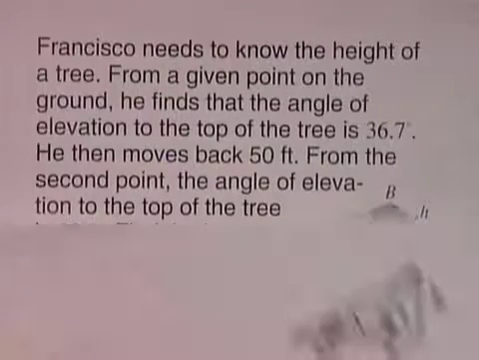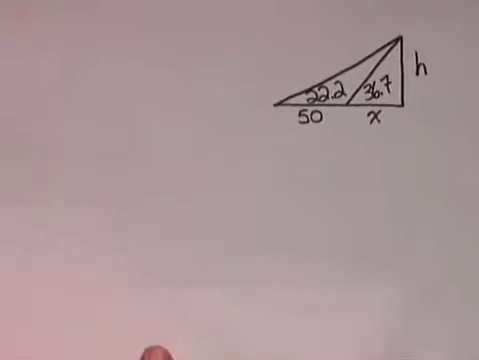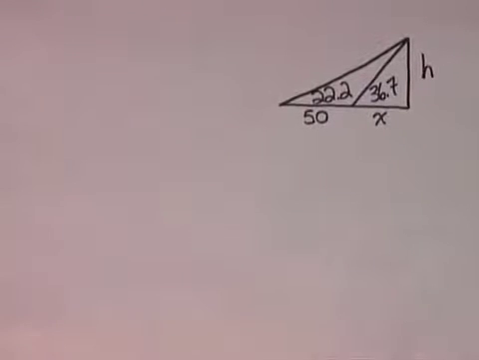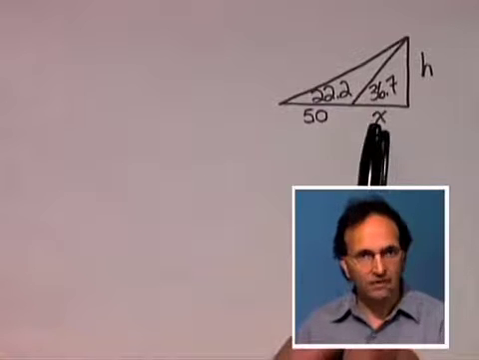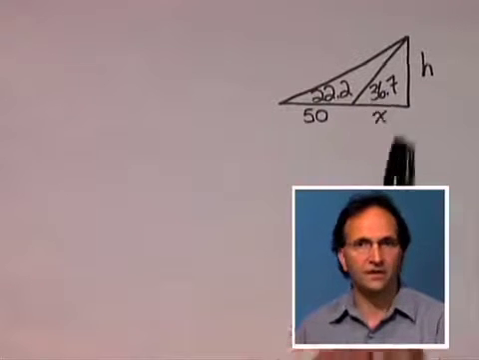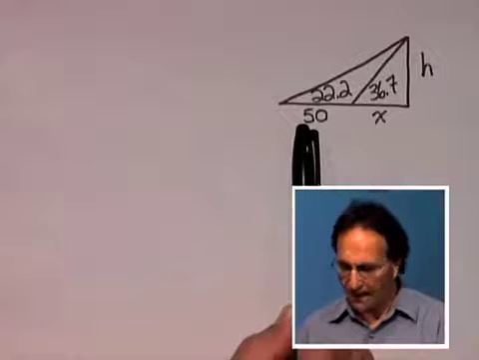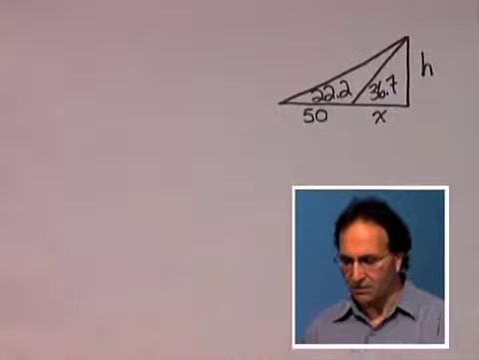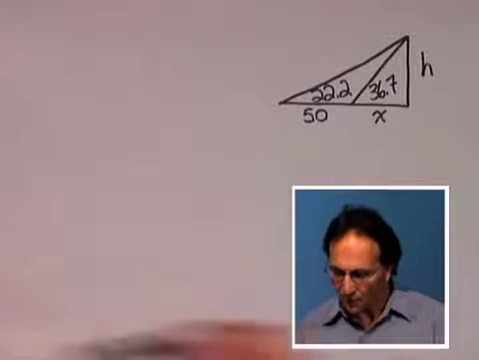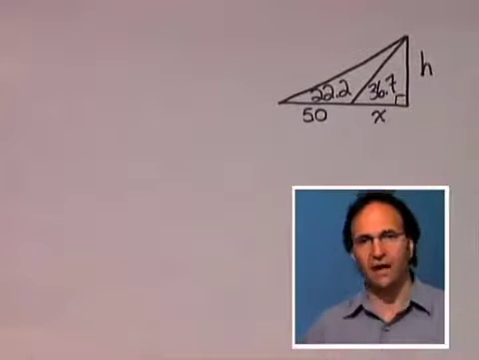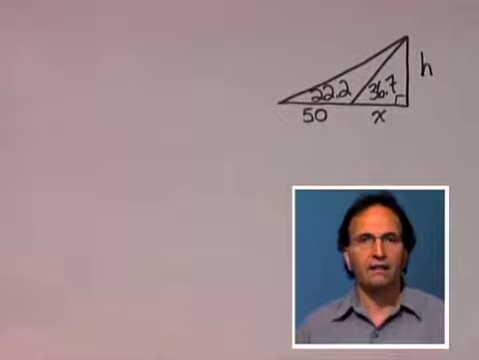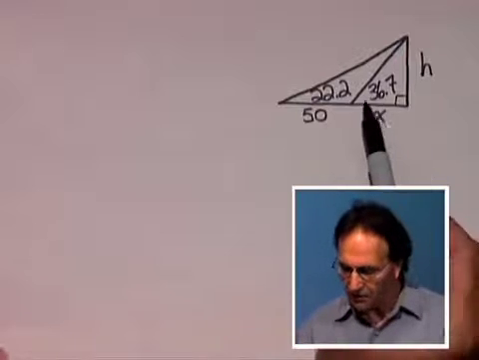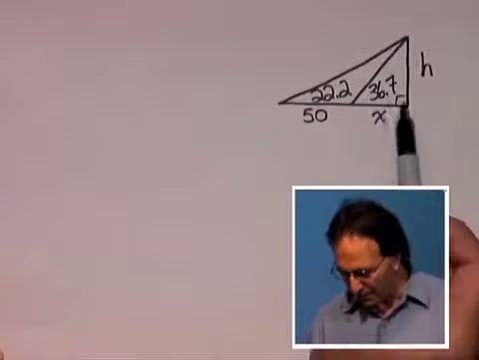I've recreated a smaller and not as illustrative scaled drawing where we have the height of the tree, h, the unknown distance where the angle of elevation is 36.7, and then 50 feet further back where the angle of elevation is 22.2 degrees. What we also know is this is a right angle, and therefore we have two right triangles. Let's first deal with the smaller triangle, meaning this one here.